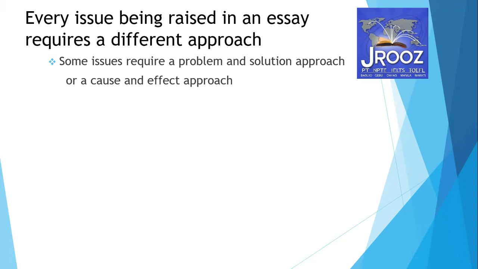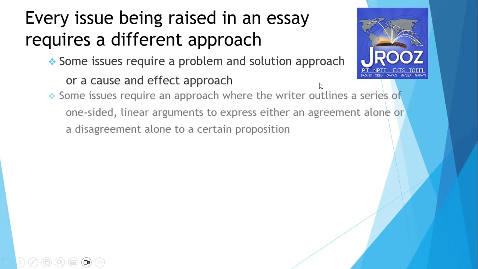And then next, some issues require an approach where the writer outlines a series of one-sided linear arguments to express either an agreement alone or disagreement alone to a certain proposition. Oh, we need to change this, guys. You cannot argue one-sidedly on a disagreement. You can only argue one-sidedly on an agreement. Later, I will explain that. So this is one-sided.